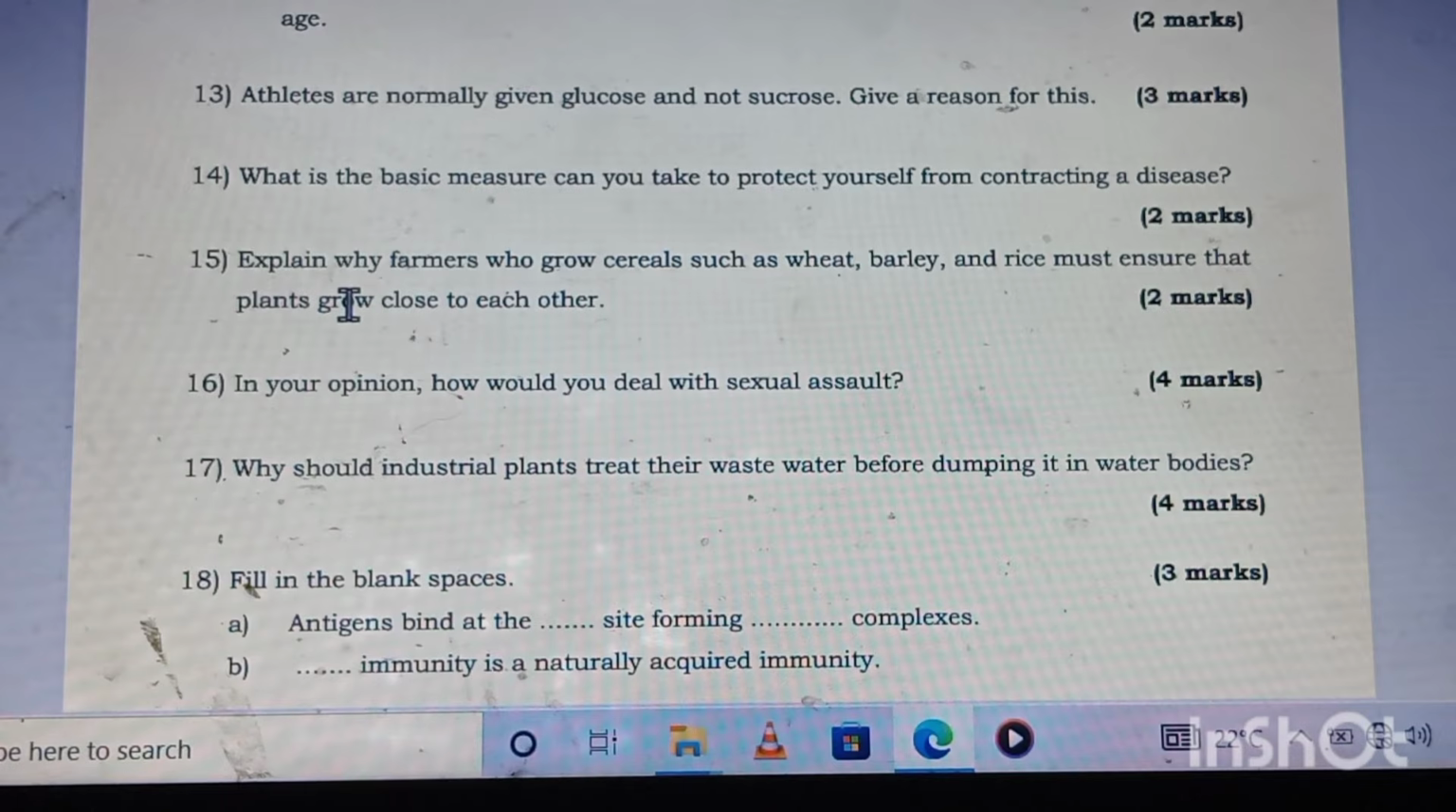Question number 15. Explain why a farmer who grows crops such as wheat and rice must ensure that plants grow closer to each other. Yes, question number 15. Plants grow together for preventing or reducing wind pollination, or contamination by wind. Yes.